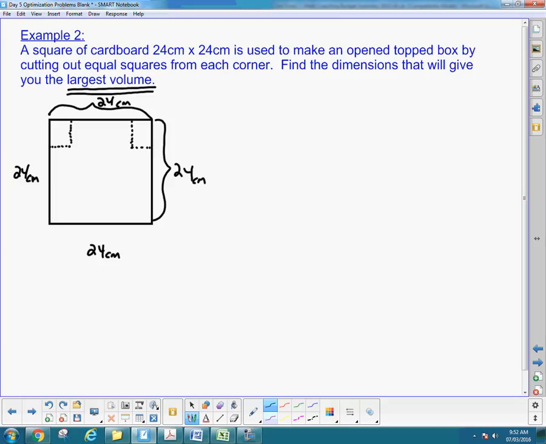So these are going to get cut out, and it says they're equal squares, so that's important. Again, we don't know how big they are, so we're going to call them little x's. They're squares, so both sides are x, x and x, x and x, and they're all the same. So we have all these equal squares.